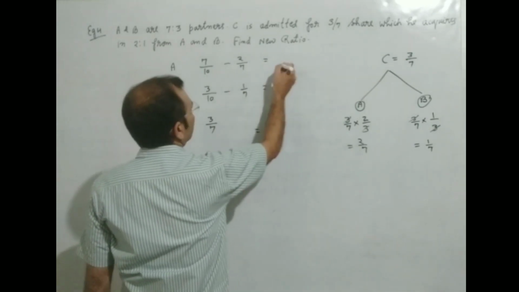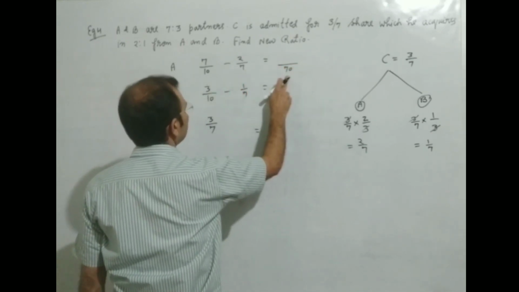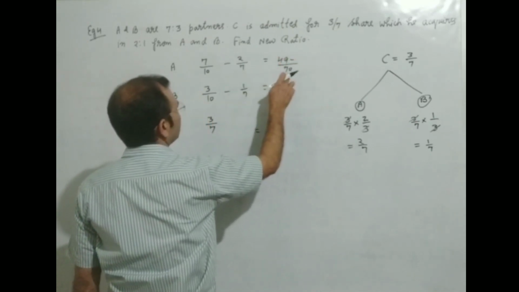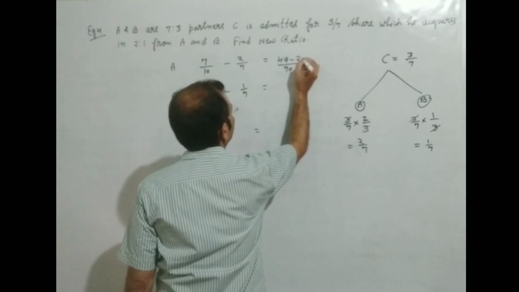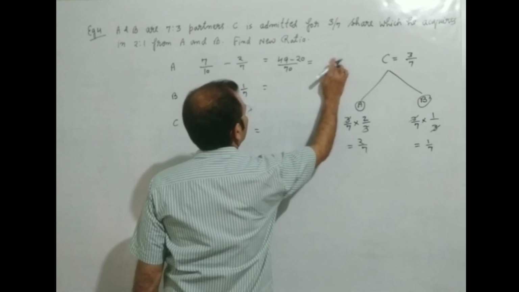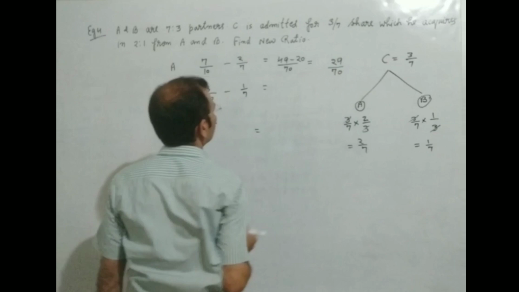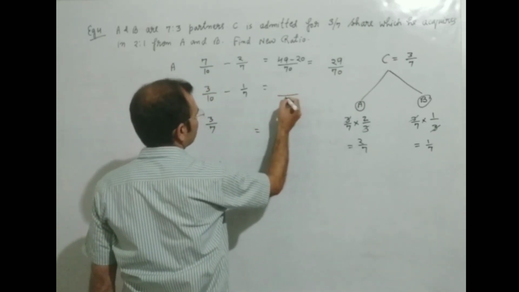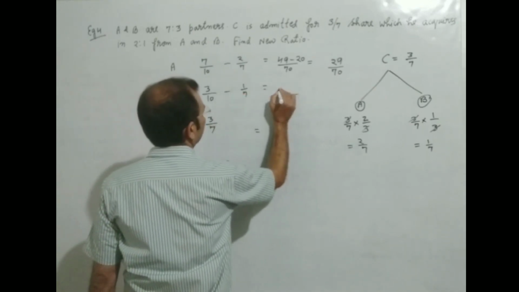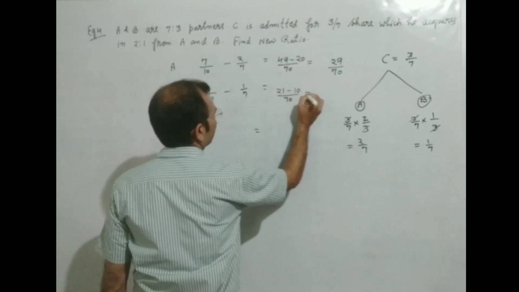First of all, we will take LCM. 10 times 7 is 70, 7 times 7 is 49, 7 times 10 is 70, minus 20, so 29/70 will come. In the same way we will take LCM. 10 times 7 is 70, 3 times 7 is 21, 7 times 10 is 70, minus 10.